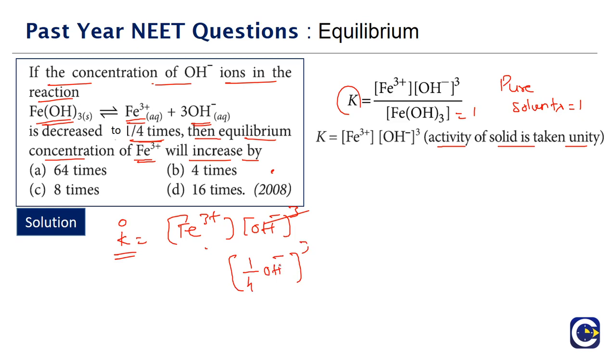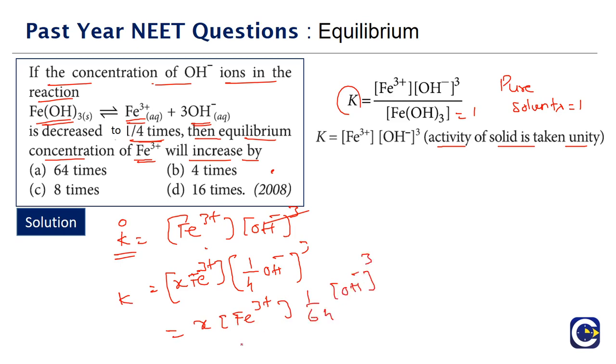And what about the concentration of the Fe3 plus? Here the concentration of Fe3 plus will also get modified accordingly. So here we need to find by how much this is going to be modified. This is going to change by some factor, let's say x times the Fe3 plus. The value should be equal to the same original K value. Means we have x into the Fe3 plus concentration into 1/4 whole cube, which means 1/64 into OH minus concentration cube.